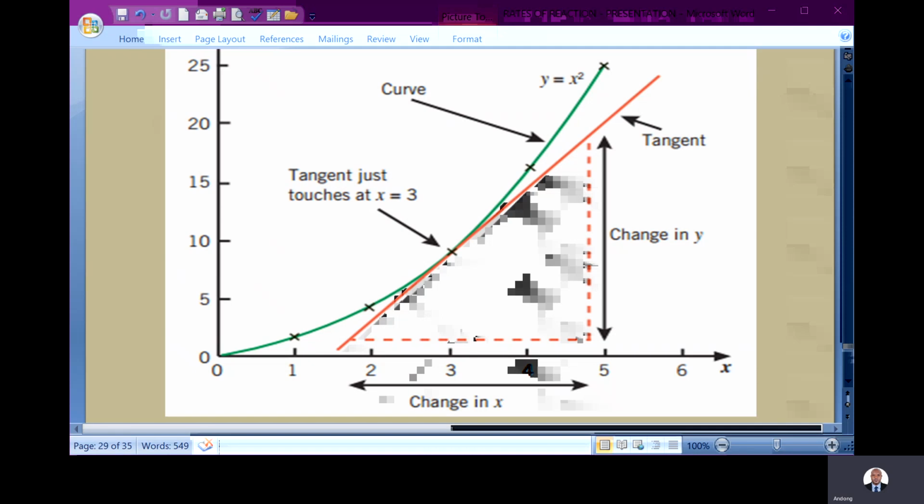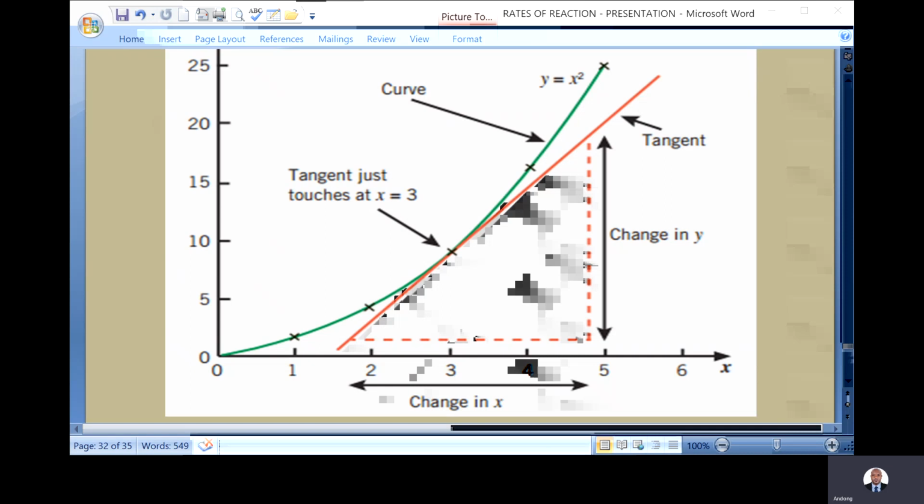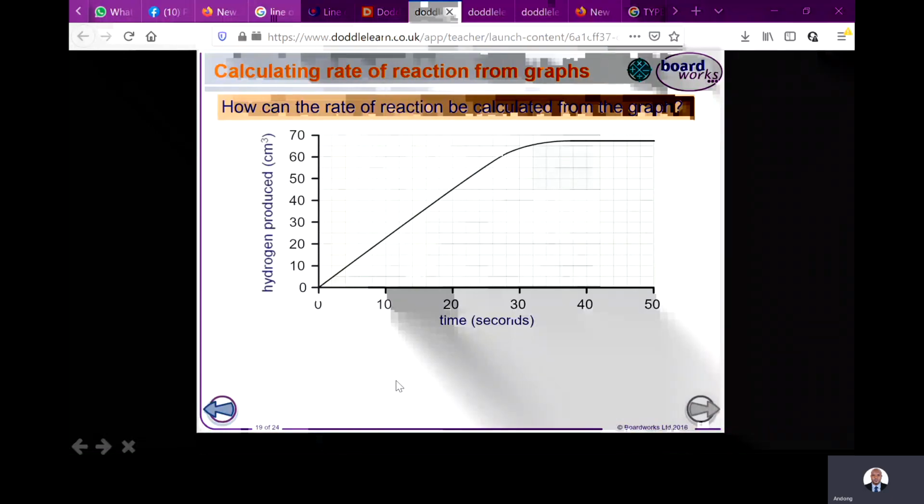Take for instance, we have this, an example like this in calculating the rate. You are given how the rate of a reaction can be calculated from a graph like this one. Now, let's say it is a particular time.